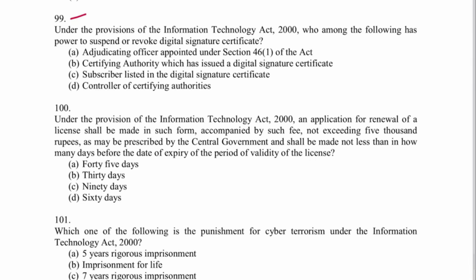Next, 99. Under the provision of IT Act, whom of the following has power to suspend or revoke digital signature certificate? Adjudicating officer or certifying authority, which has issued DSC. B is the answer. And where is the provision? In section 38 of IT Act.